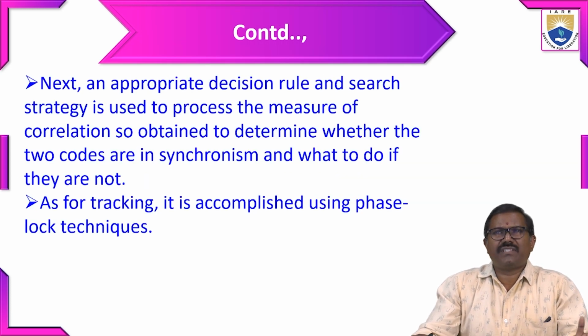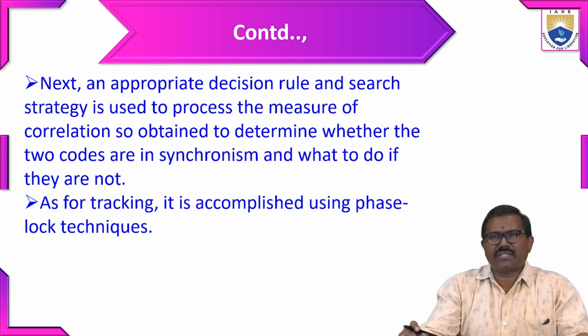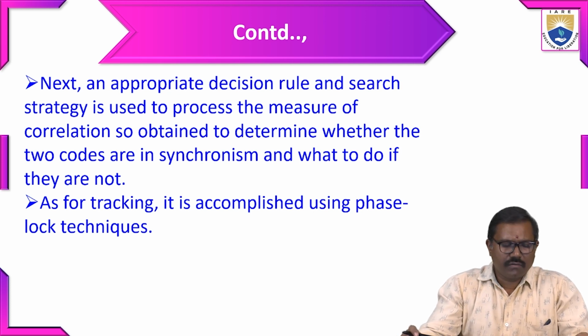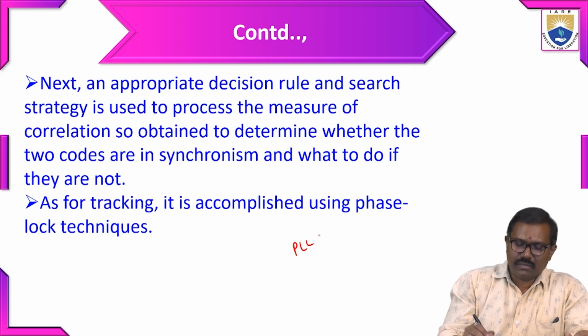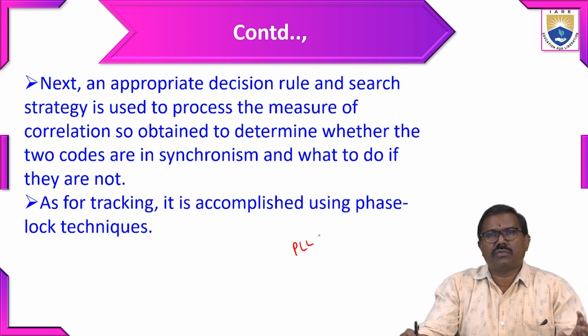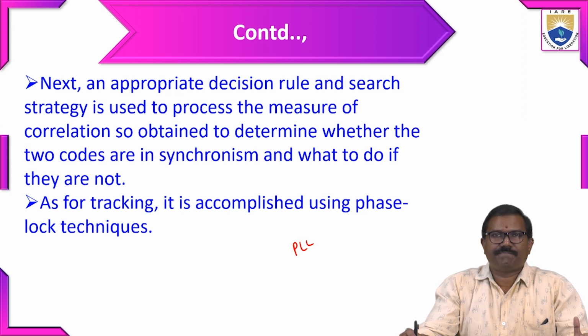Next, an appropriate decision rule and search strategy is used to process the measure of correlation, to determine whether the two codes are in synchronism and what to do if they are not. And for tracking, it is accomplished using phase lock techniques, that is, PLL, phase lock loops. By using this phase lock loop, they are going to track.